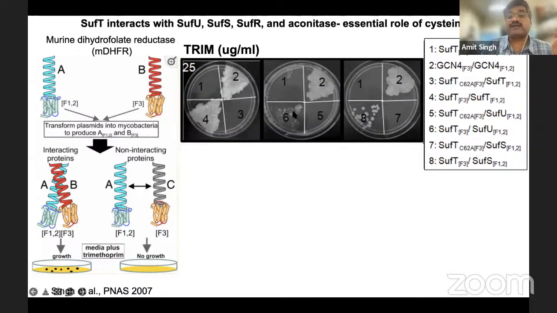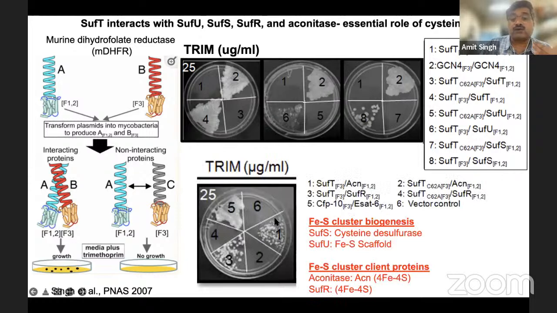SUFT also interacts with another protein in the iron sulfur cluster biogenesis pathway, SUFU. And this interaction also seems to be dependent on cysteine, because in this panel you don't see any growth. And SUFT is also interacting with SUFS. SUFS is a cysteine desulfurase that releases sulfur from cysteine for iron sulfur cluster formation. So it's very clear that SUFT is physically interacting with other proteins in the suf operon.